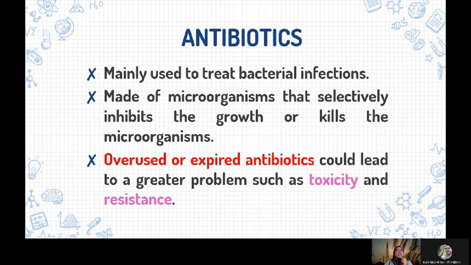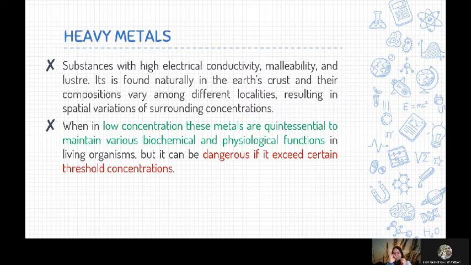Okay, next. Heavy metals. Heavy metals are substances that have high electrical conductivity, malleability, which means they have the capability of being shaped or extended by hammering, forging, and so on. And luster. Luster means it has a soft glow or sheen, like it's kind of shiny a bit, and it is found naturally in the earth's crust, and their compositions vary among different localities, resulting in spatial variations of surrounding concentrations.